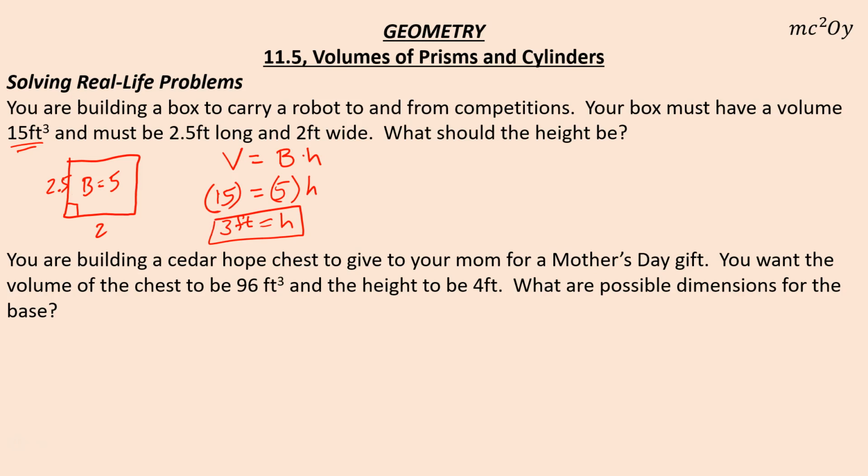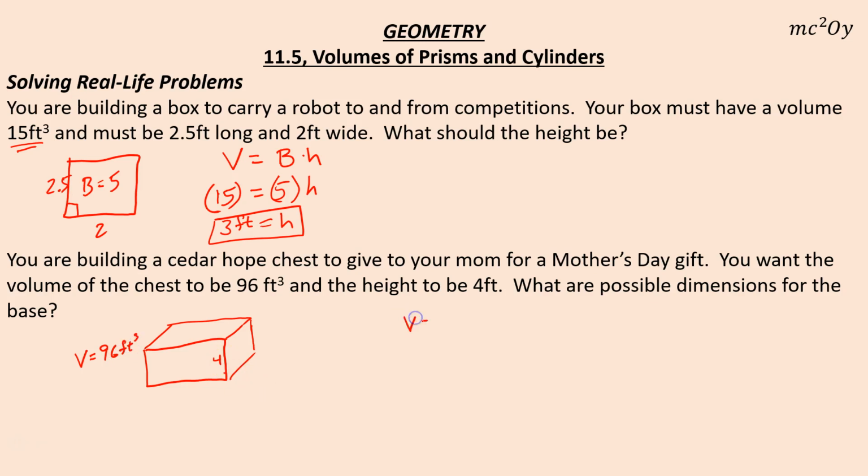All right. Got another one here. You're building a cedar hope chest. That's something that you put blankets and different things in to give your mom for Mother's Day. You want the volume of the chest to be 96 cubic feet and the height to be 4 feet. What are possible dimensions of the base? Once again, we have a rectangular prism here. We have this chest here, and we know that the height is going to be 4. Let's assume everything's right angles there. We know the volume is equal to 96 cubic feet.